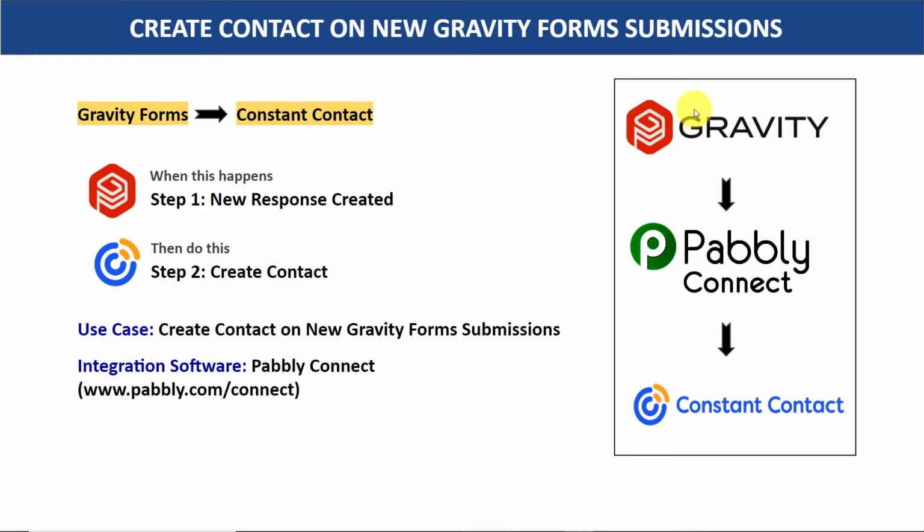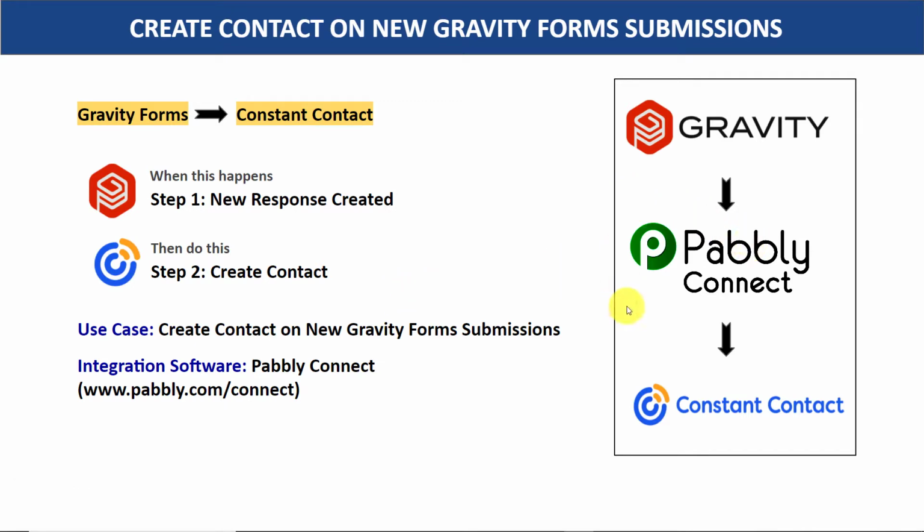So here you have two choices. The first choice is to copy all the details of John from Gravity Forms, sort it out and manually add him as a contact in Constant Contact. Now this approach is actually very repetitive and tiresome. So I would suggest that you bring in some automation so that whenever a new response is created in Gravity Forms, it will automatically create a contact in Constant Contact.